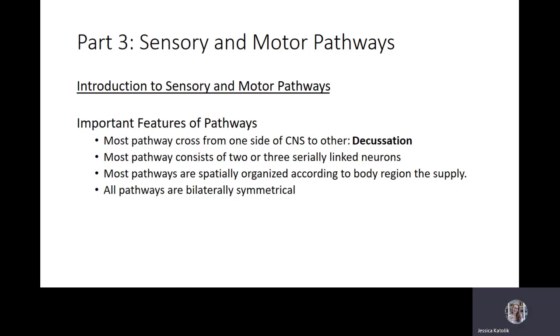And all pathways are bilaterally symmetrical. So this means that one side of the spinal cord is actually going to mirror the other side of the spinal cord. And one side is going to control the right side of the body, and another side is going to control the left side of the body. But all of these organized regions are going to be symmetrical and mirroring each other on each side of the spinal cord.